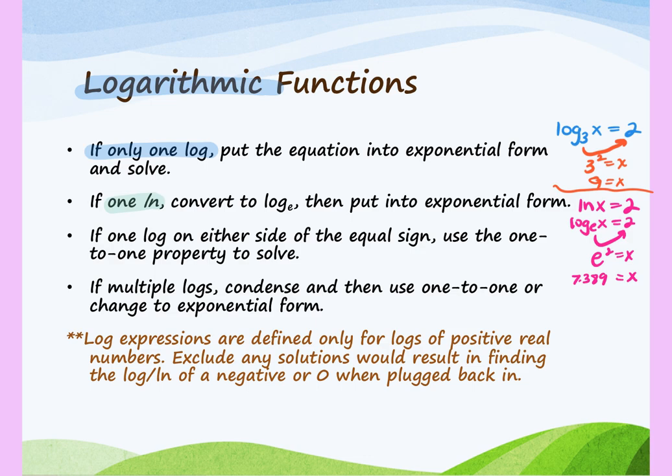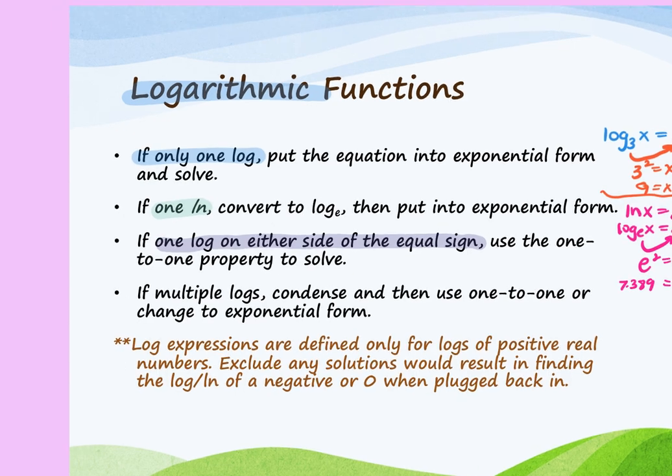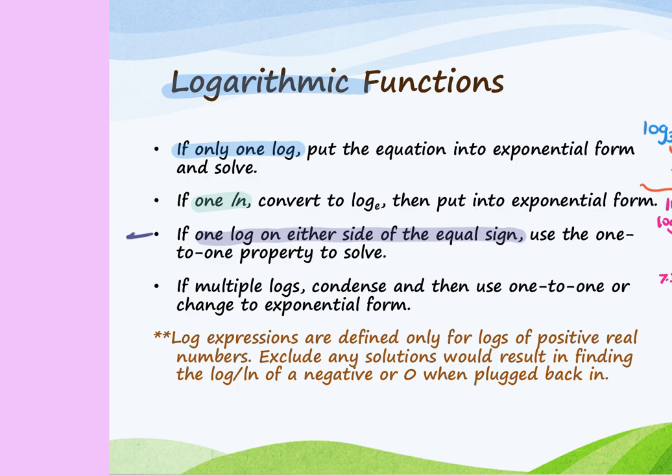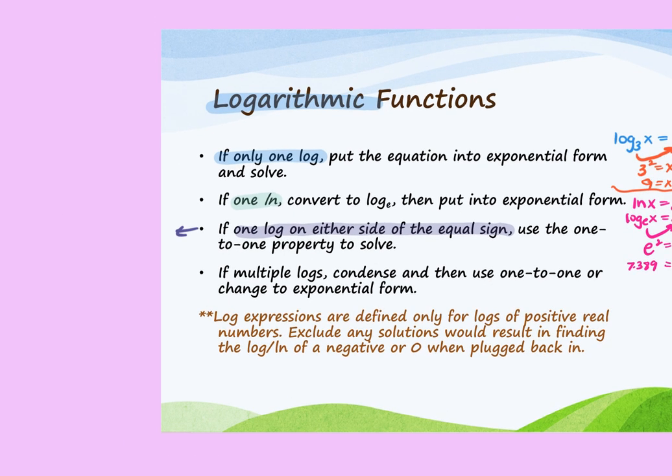Now the third kind is if there's one log on either side of the equal sign. And in my opinion, these are the easiest, because if that's the case, we simply ignore that log and we use the one-to-one property to solve. And that would look something like this. So it would say log of x plus 3 equals log of 10. And that base could be whatever it wants on the log as long as it's the same. So 1 on either side says 1-to-1 property, says ignore those logs. x plus 3 would equal 10 and x would equal 7.